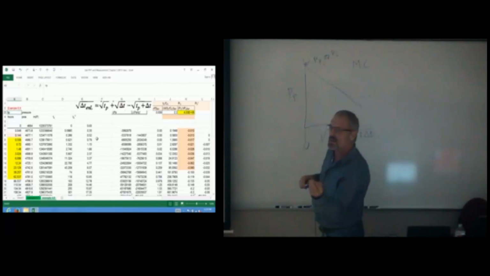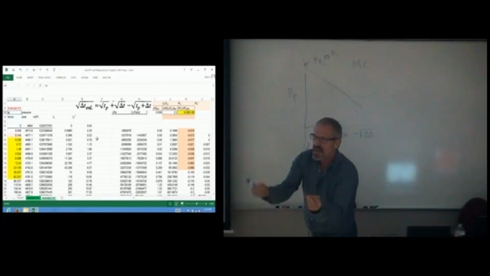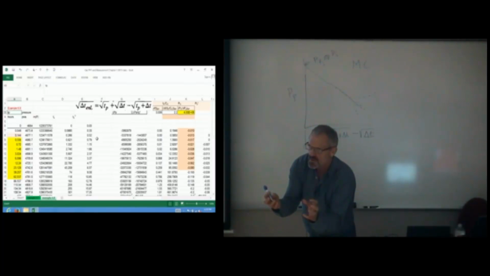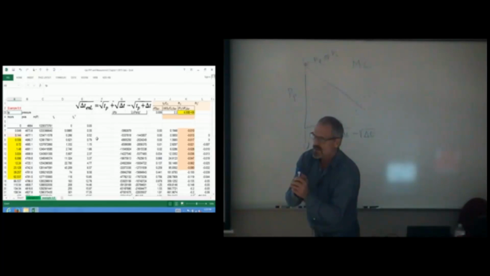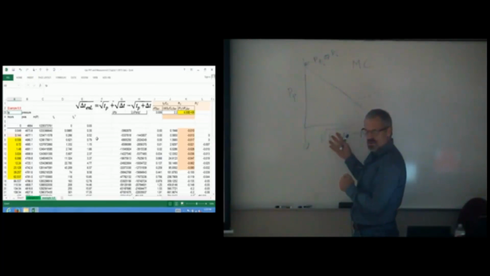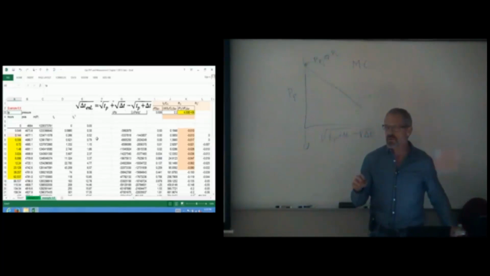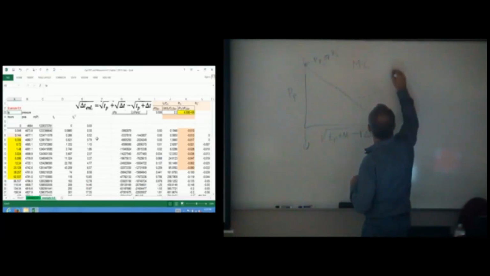Just like Agarwal equivalent time is not exactly Horner time. The form looks similar, and there's going to be square roots, there's going to be t sub p's and delta t's. They're not the same.